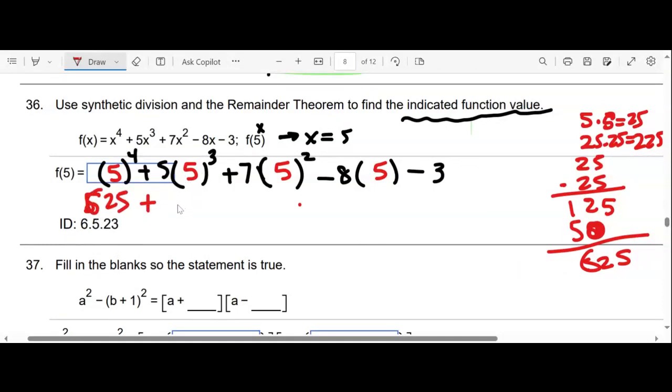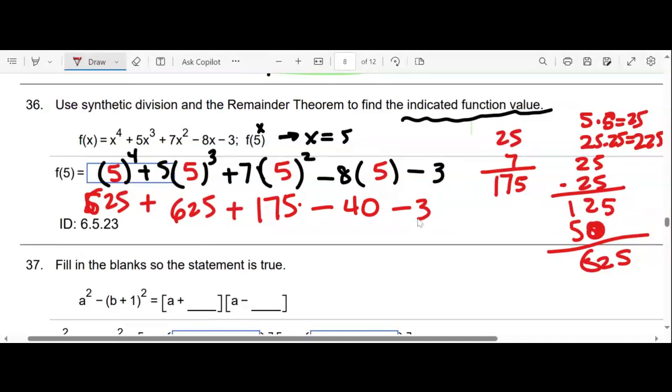Plus this also 625. Plus 25 times 7. 7 times 5, 35. 7 times 2, 14 plus 3, 17. So this is 175. 8 times 5, 40 minus 3. So what would be the final answer? What would be the final answer? 1382.